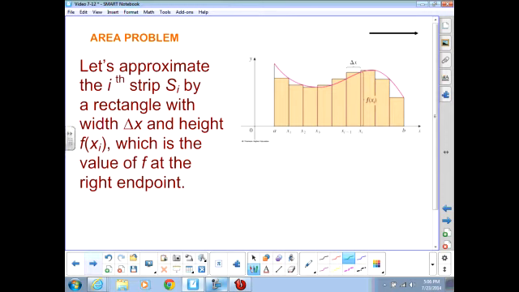Now, people always get confused with this notation. We're going to approximate with the ith strip. All that means is we're going to pick a random strip. So just pick a random rectangle. That's all the ith strip means. Well, we know delta x is the width, because that's the width for everything. Now, by saying f of xi, that's just saying the height of that random strip. So delta x is the base or the width for all of them, and the height will just be whatever the height is for that random strip at the random right-hand endpoint.